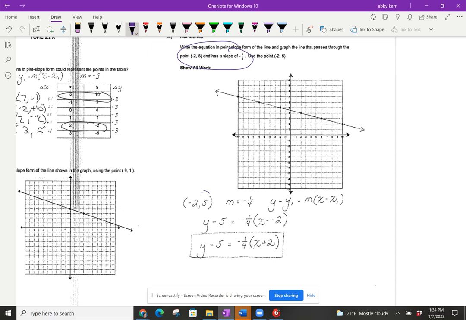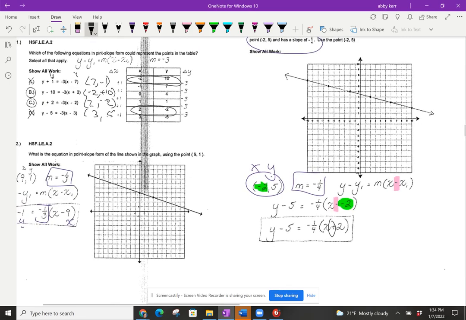Same idea. Here's your point, x, y. Here's your m value. The only thing you need to simplify: this minus sign comes from the formula, and this minus sign comes from the actual problem. Negative times a negative is positive, so that's why it's a +2 inside the parentheses.